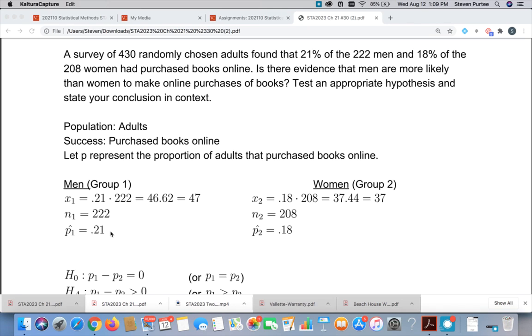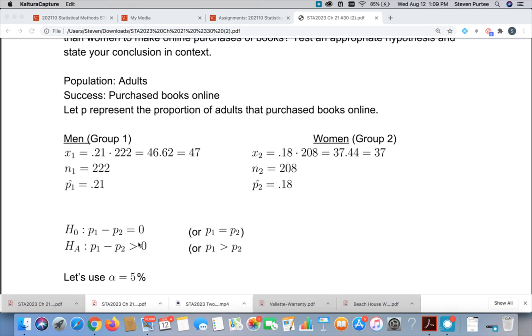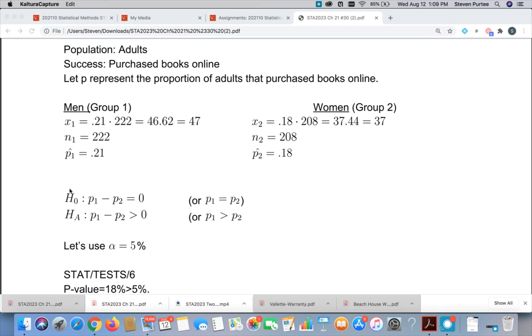Men are group number one here because they have the higher sample proportion of success. Whoever has the higher P hat, make group one. Makes everything easier. If we do that, then writing out our hypotheses is easy.